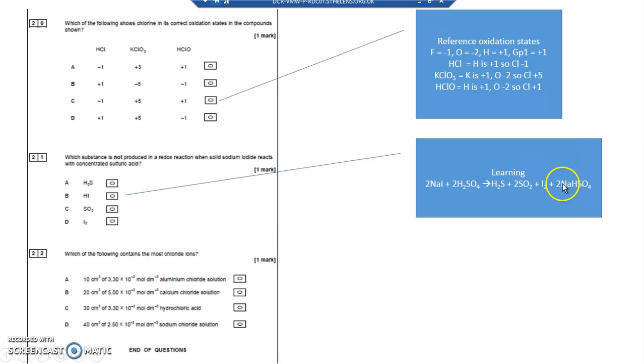Iodine, I2, and something called sodium hydrogen sulfate. So the only one that's not produced is HI. All of the other three are. There's a little bit of learning to do there.